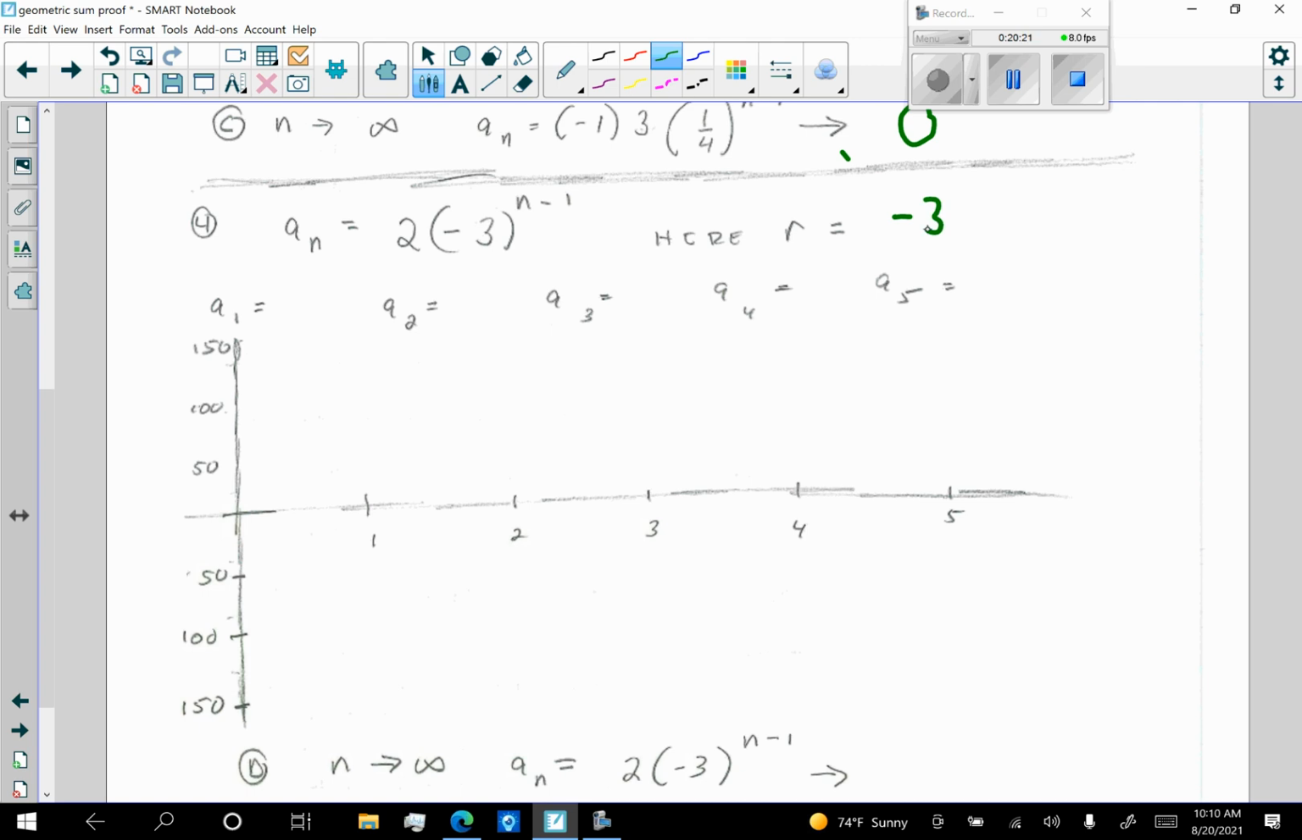-3. Can you tell me the first term, Mr. Wilhite? 2. Because if n is 1, 1 minus 1 is 0, and -3 to the 0 is 1. So this is going to be 2. I have the correct first term. I have the correct r. Now I'm just going to flat all -6, all 18, all -48, all whatever that is. Positive 3 times 48. What is that?